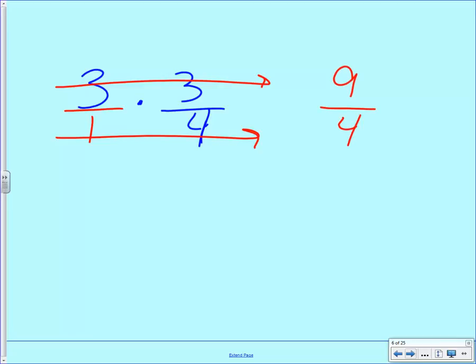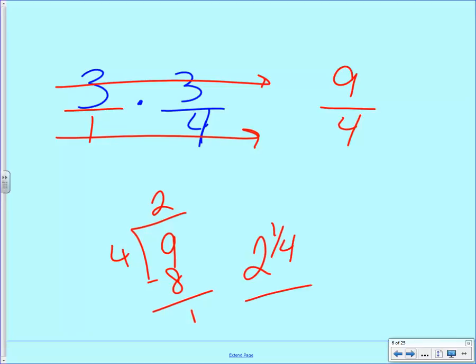9/4 is an improper fraction. If the instructions tell you to change it to a mixed number or a proper fraction, you would need to divide. So 9 divided by 4 is 2 with 1 left over. So 2 1/4 would be my final answer for this.